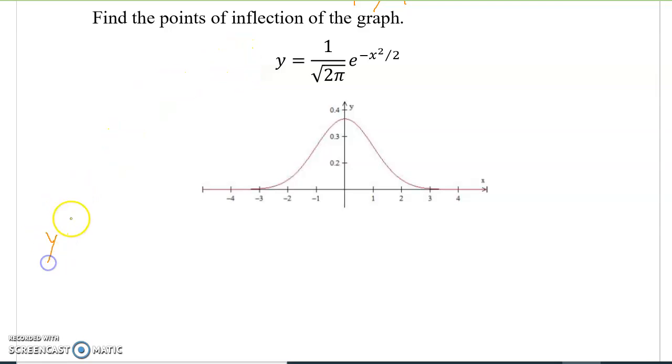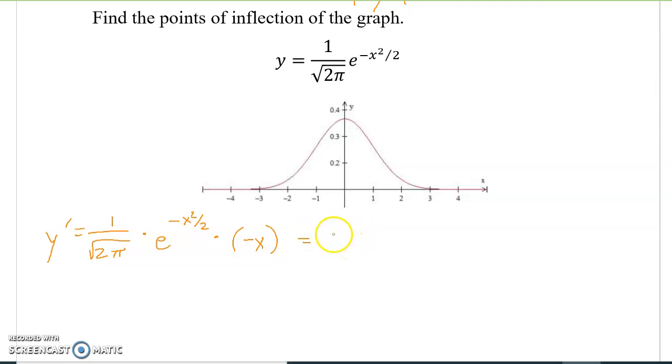So y prime equals 1 over root 2 pi. Where do they get that root 2 pi? It's nuts, man. But that's just a scalar constant, so that doesn't do anything. And then we'll take the derivative of the other part, which is going to be e raised to that same thing back again. But then don't forget the chain rule, multiply by the derivative of that exponent, so that's going to be -x, right? The 2's cancel out, and we're going to get -x.